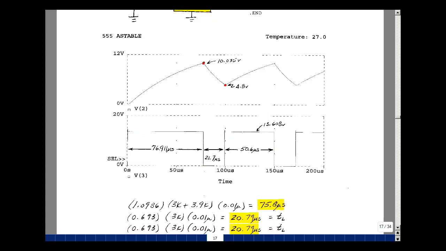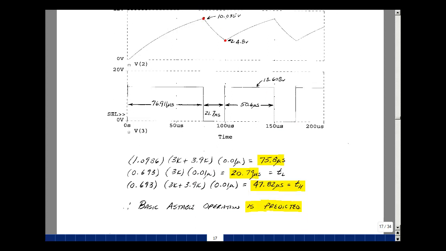See what those turn out to be because we have some formulas for that. The natural log of 3 times the sum of the two resistors times the capacitor is 75.8 microseconds. My actual measurement here in the SPICE simulation is 76.911 microseconds. And this again is due to the non-ideal timer that we were using, the full chip simulation. The time that we're low is the natural log of 2 times RC, and that's 20.79 microseconds, and here it's 21.7. And lastly, this interval is the natural log of 2 times the sum of the resistors times the capacitor, and that's 47.82 microseconds. Actual measurement simulation 50.6.